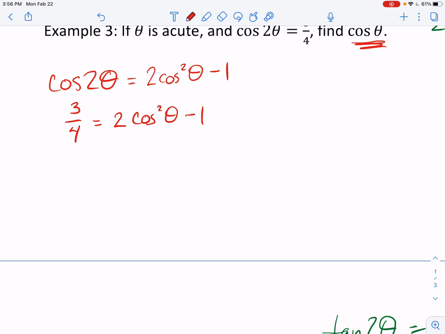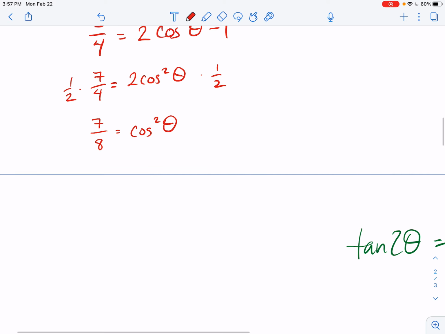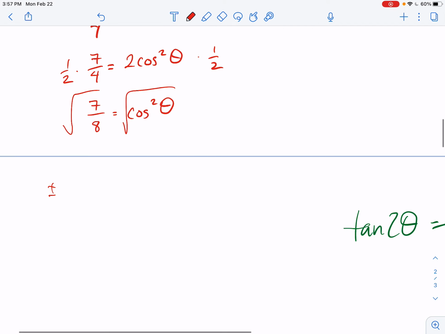Do whatever you like. So I'm going to add 1, which would be 4/4. So this becomes 7/4 is equal to 2 cosine squared theta. Now I need to get rid of that 2, so I'm going to multiply both sides by 1/2. This gives me 7/8 is equal to cosine squared of theta. They asked me to find cosine, so I remember the square root, plus or minus. And so I end up getting the square root of 7 over 2√2 is equal to cosine of theta.